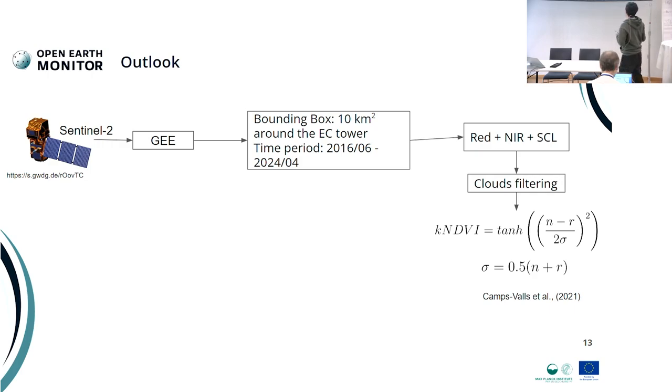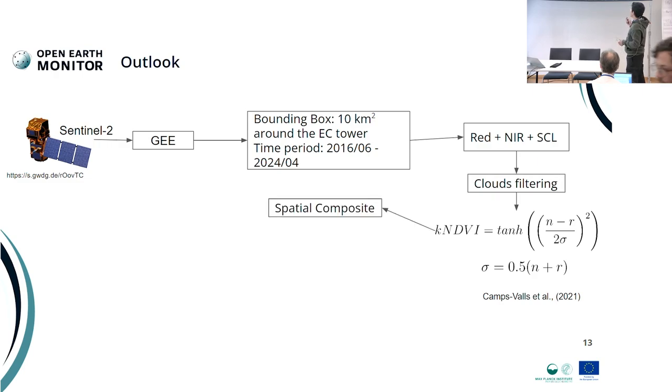Here I want to stress that sigma in the formula is not just the average distance or half the distance between the near-infrared band and the red band, but this needs to be computed using the entire time series. So basically, you average the entire time series, and then you have sigma. Otherwise, the index is not properly computed.